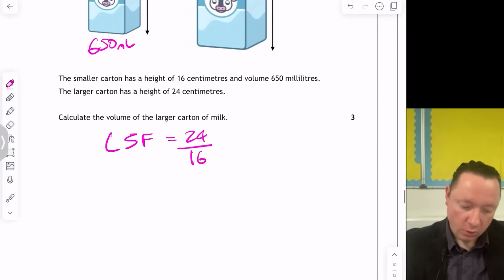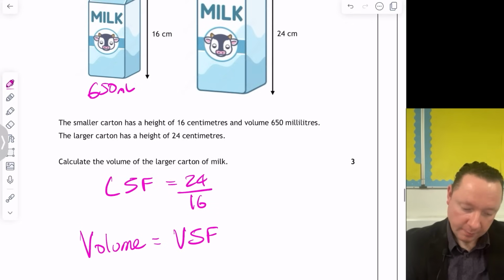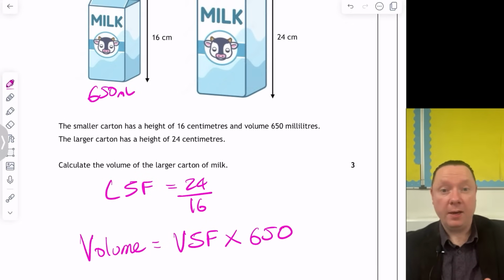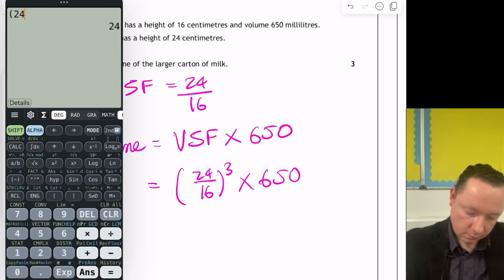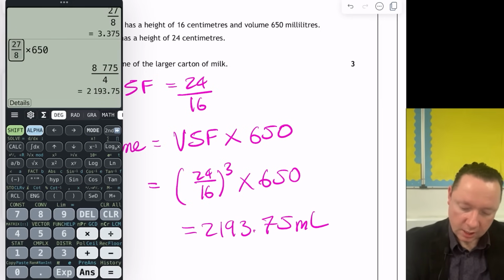So I now want the volume. So to get the volume, I use the volume scale factor times the 650. Now it was 24 over 16, so I'm going into the big over small. So the volume scale factor is just the scale factor cubed times 650. Which is 2193.75 millilitres, and we're done there.